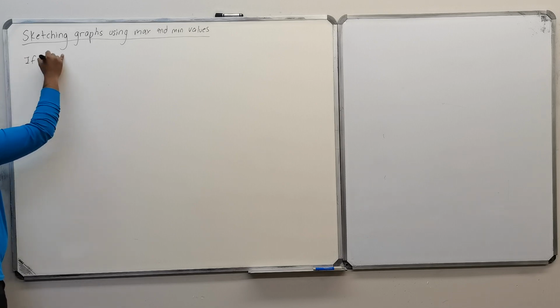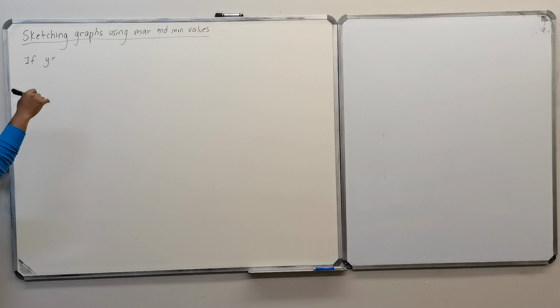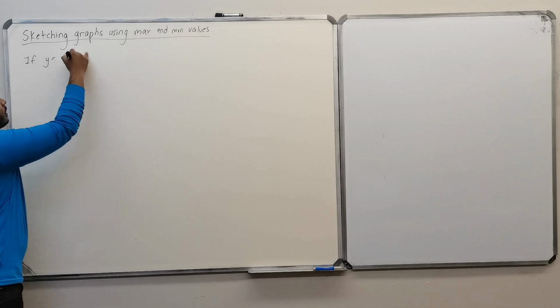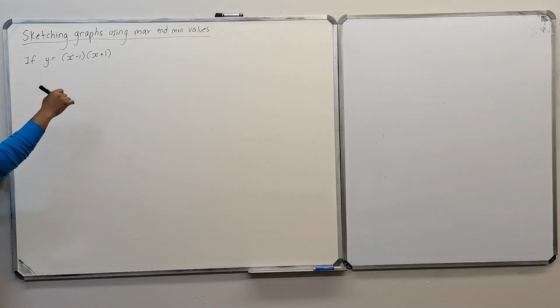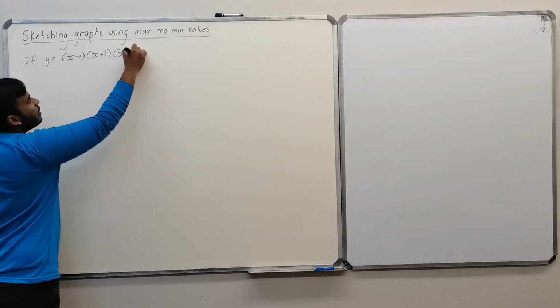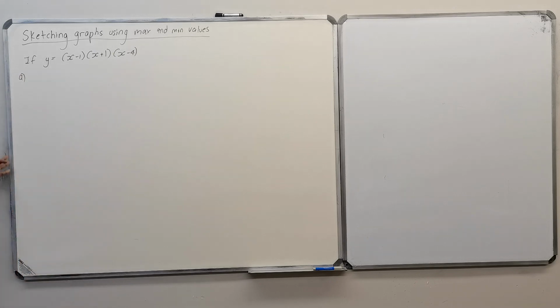Okay, so you know for intercepts on the y-axis you let x equal to 0. For intercepts on your x-axis you let y equal to 0. So I'm going to do the example that they give you. The example is if y is equal to x minus 1, x plus 1 and x minus 4, they first want you to calculate the critical values. From what we did last week, what are critical values?